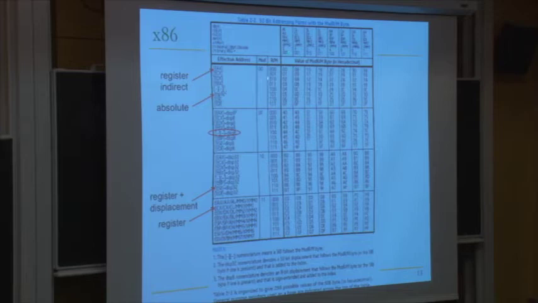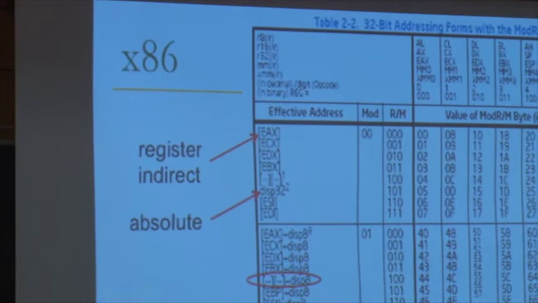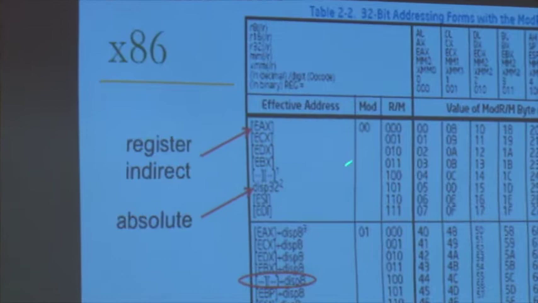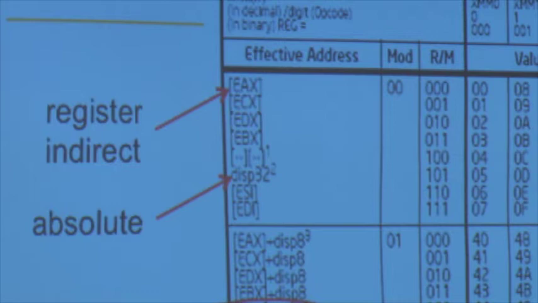And this tells you that, for example, if your mod bits are 00 and RM bits are 000, then your effective address is computed in a register indirect way. That's your EAX, right? The value in your EAX is your address. Make sense? So you basically need to decode those things to figure out what's your address. You can have an absolute addressing mode if your mod bits are 00 and RM bits are, I guess, 101. The addressing mode is displacement 32. Make sense?